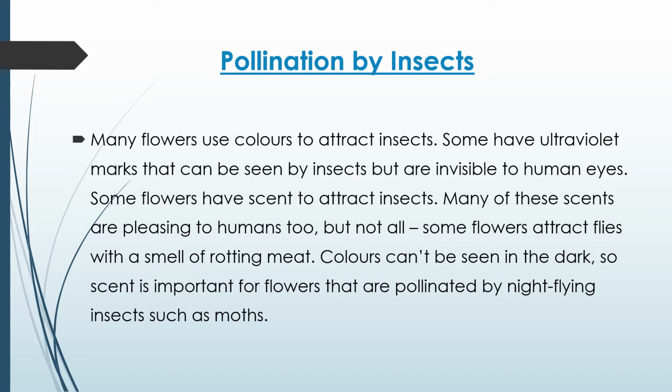So how is pollination by insects done? The flowers are very colorful, and they attract insects. Insects get attracted to the flower and then they carry the pollen from there to another flower. That's how pollination by insects is done.